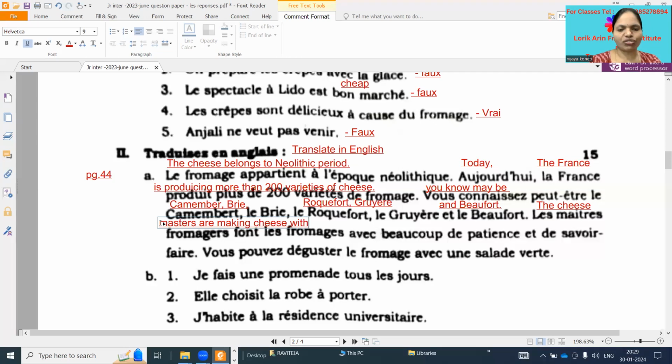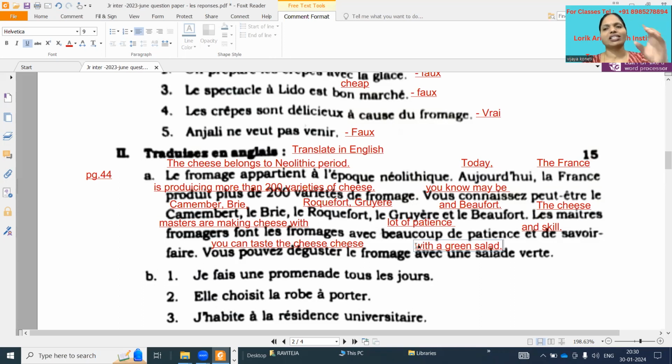With: avec means with, it is a preposition. Beaucoup de passion means a lot of passion, and savoir-faire means knowledge, skill. And then "on peut déguster": peut is from the verb pouvoir. You can taste the cheese with a green salad. So you can taste the cheese with a green salad.